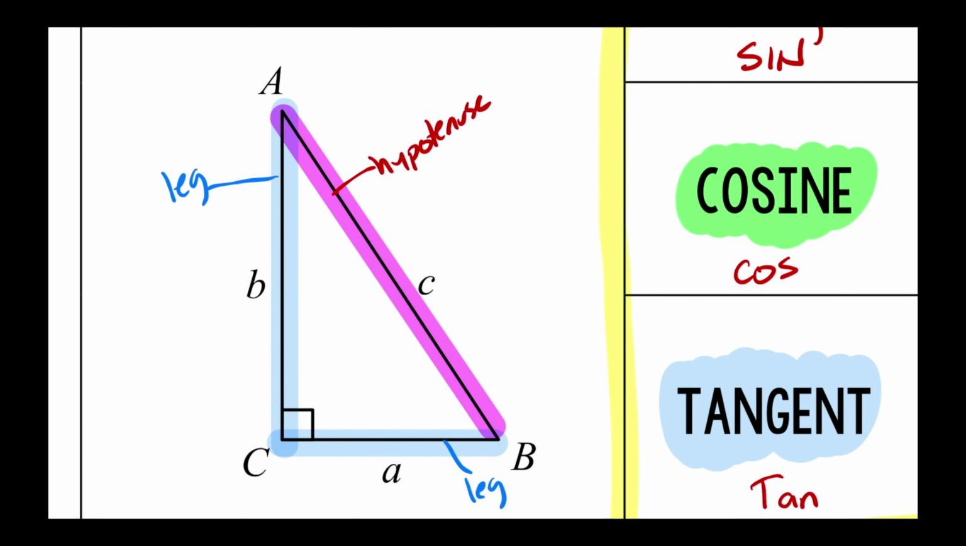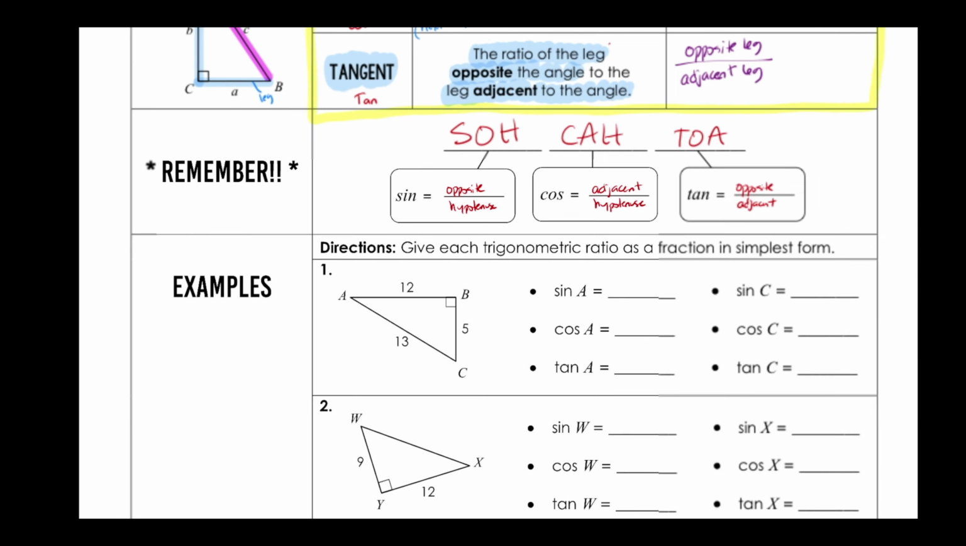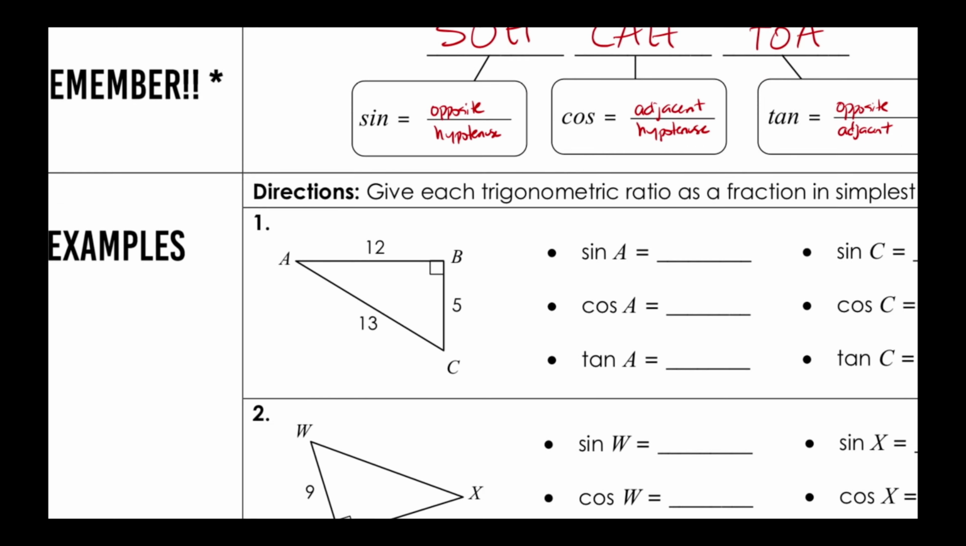Okay, we can do that with the unit circle later, but for right now, just visually using a right triangle, we're going to find sine, cosine, and tangent of this or this angle, those two acute angles. Okay? So let me show you what I mean. So let's look at example number 1.